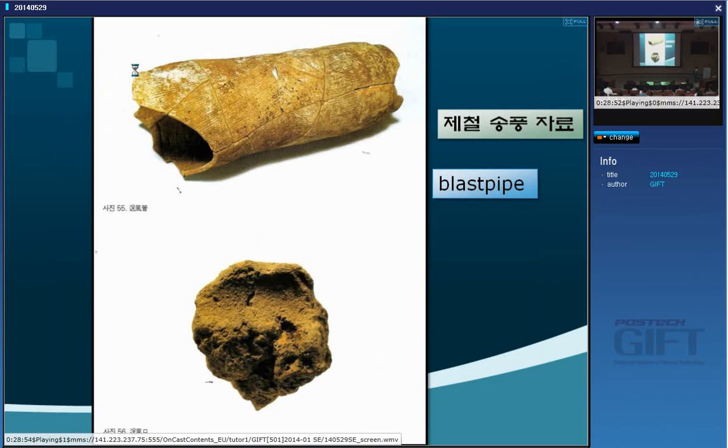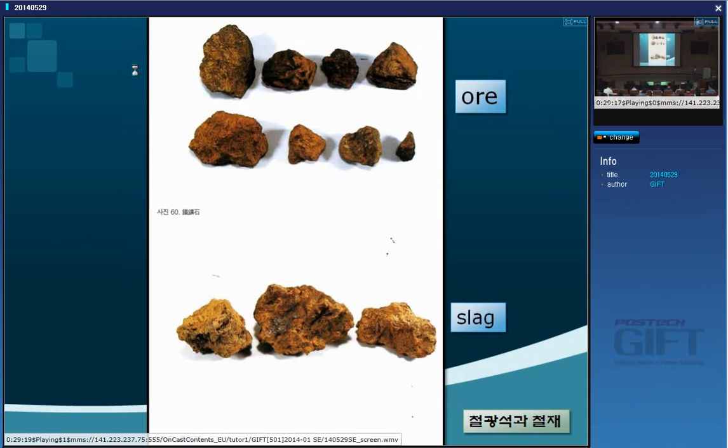This is the blast pipe. The diameter is about 15 or 20 centimeters, very, very big. As a result, we don't know how they did the blowing. We don't know the techniques. This is the ore, the excavated ore, and the slag.